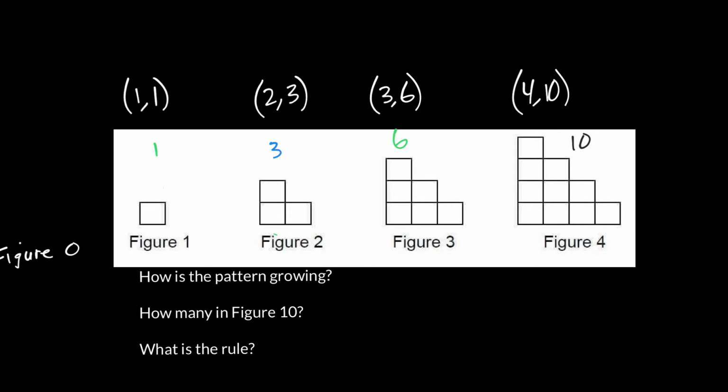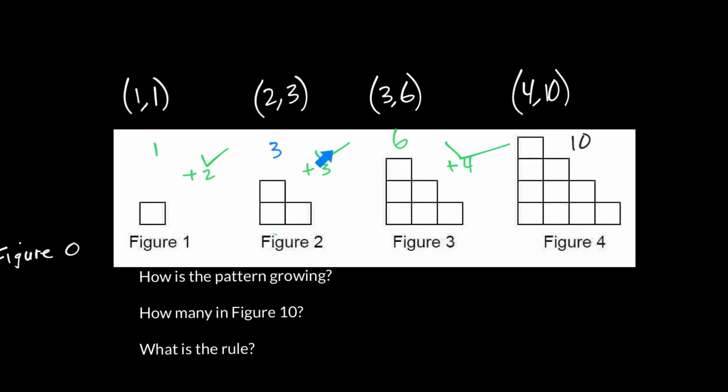What's important here is I can also see this. The difference between these two, from 1 to 3, that difference increased by 2. This, from 3 to 6, increased by 3, and from 6 to 10, increased by 4. And you could see, ooh, this increased by 2, this increased by 3, 4, the next one's going to increase by 5, so the next one's 15.